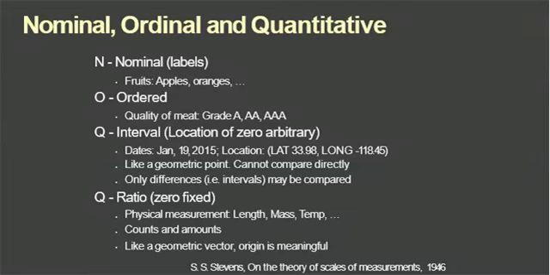And then the last one is ratio. Ratio is a physical measurement like length, mass, temperature, and it can be a percentage or not. It is basically based on counts and amounts. It is like a geometric vector, and its origin is meaningful. So we will be using these nominal, ordered and quantitative types of data in our visualizations and data tables, so we have to understand these in further detail.